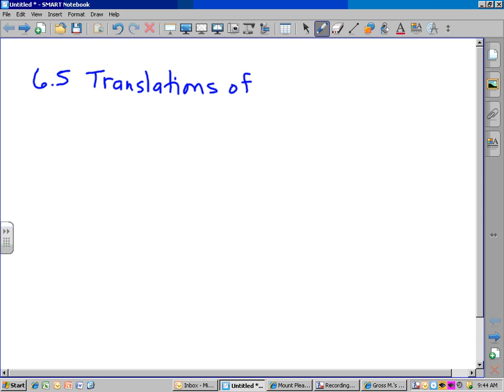Translations of the sine and cosine graphs.